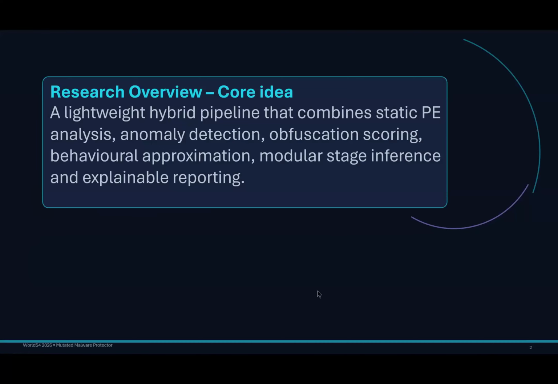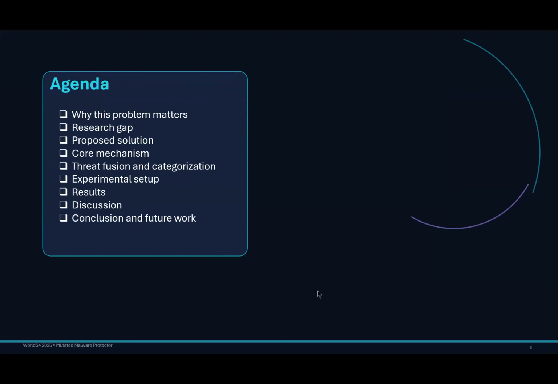Before moving to the discussion of my framework, I want to briefly summarize the core idea. Instead of relying on a single detection technique, our framework combines several complementary analytical layers. These include static PE analysis, anomaly detection, obfuscation scoring, behavioral approximation, modular stage inference, and explainable reporting. These components provide a consolidated threat assessment while maintaining low computational overhead. These are the agenda contents I'm going to present.